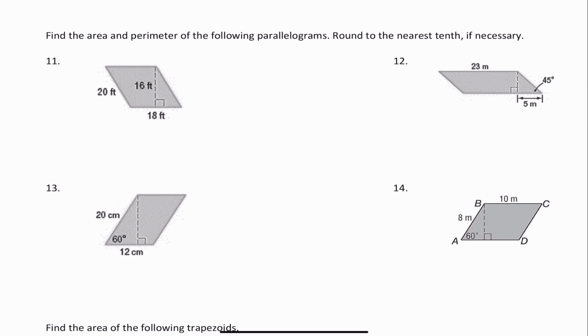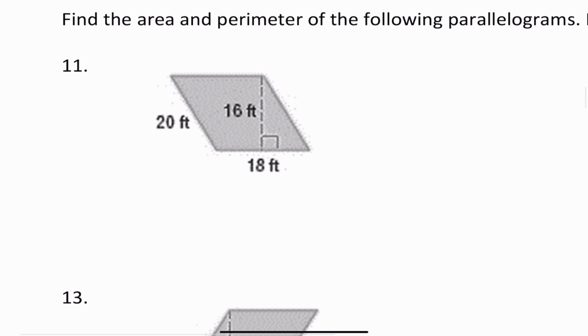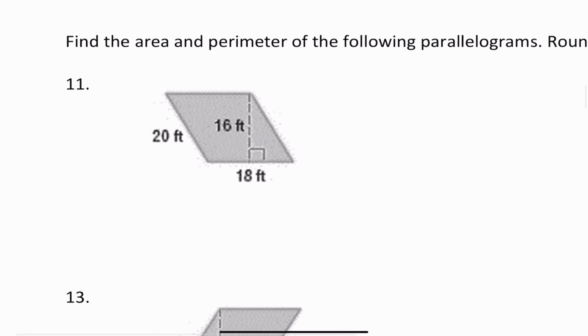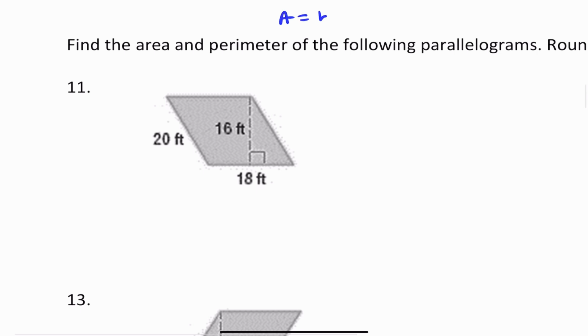All right, welcome back. We're going to look at the second page of the Unit 11 test review. It says, find the area and perimeter of the following parallelograms, round to the nearest tenth if necessary. So for number 11, remember when we're finding the area of a parallelogram, it's always A equals base times height, where the base and the height will always be perpendicular to each other. And for the perimeter, we just add up all the sides.